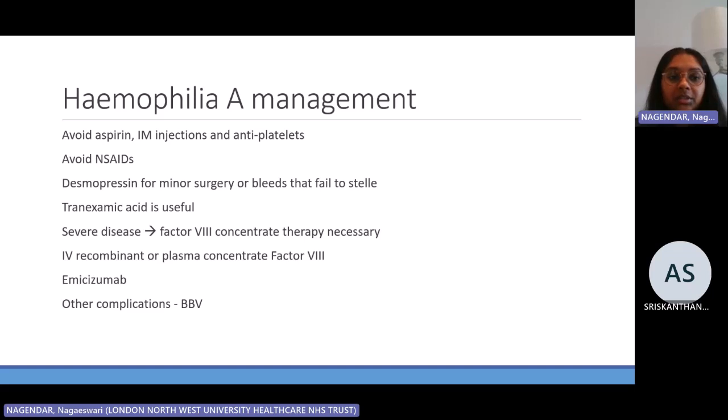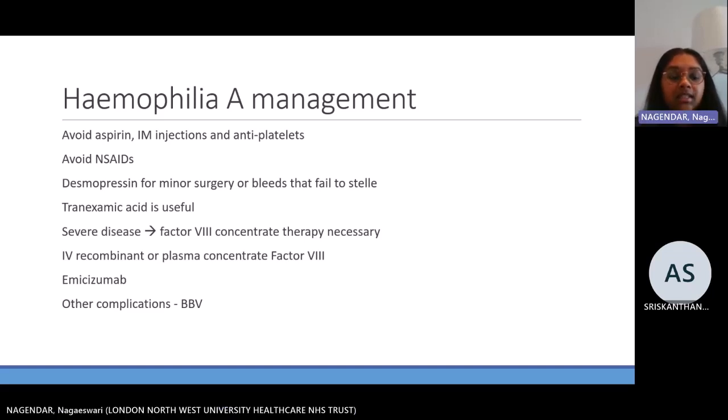Sometimes patients will be given tranexamic acid as well. Tranexamic acid is often given for small cuts that just don't stop bleeding or prior to dental work. But just a caution to not use this if a patient is also suffering from hematuria. And the other thing we would recommend for these patients to avoid is IM injections, because that can increase the risk of intramuscular hemorrhages and hematomas.